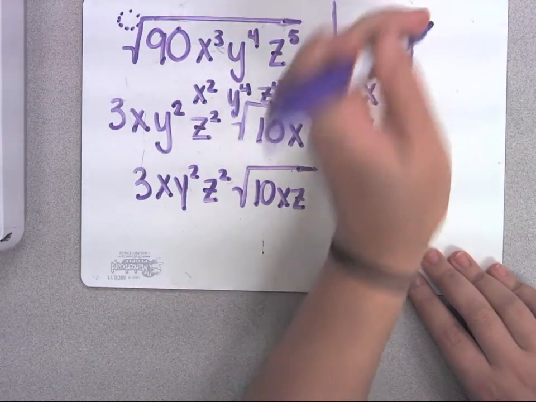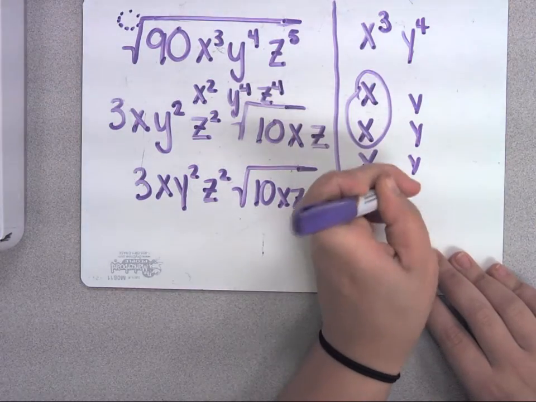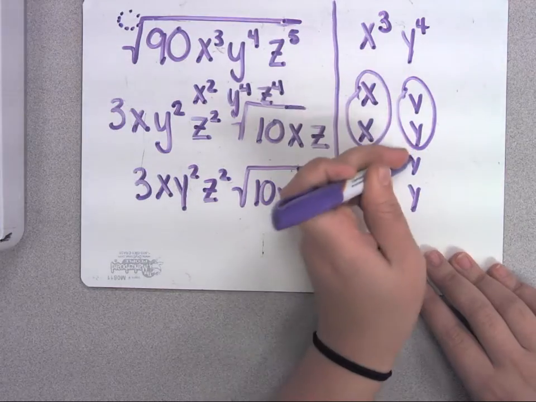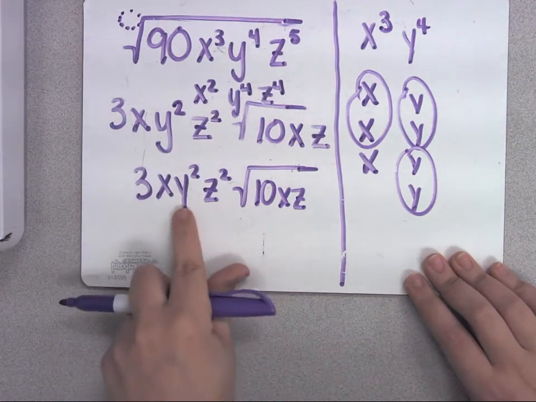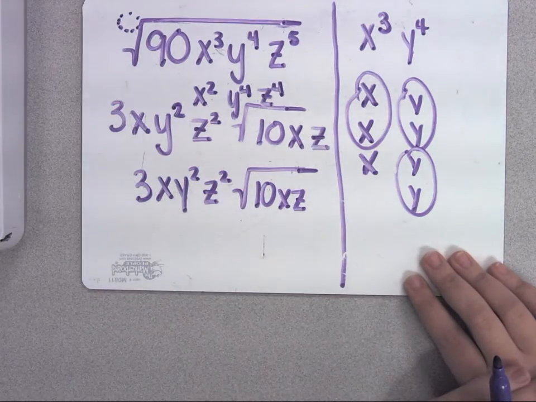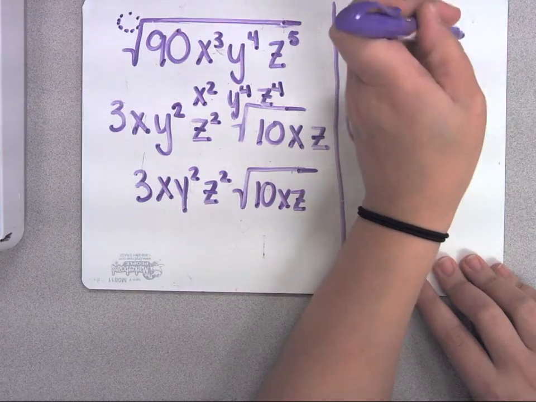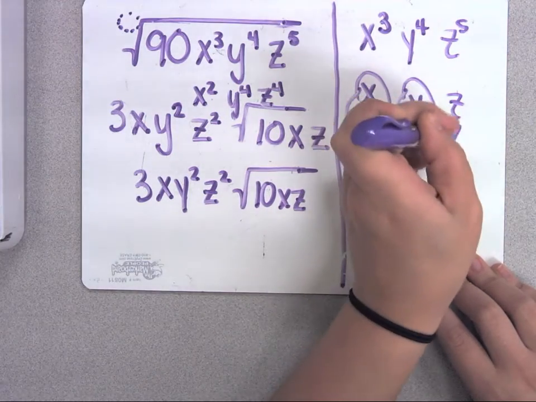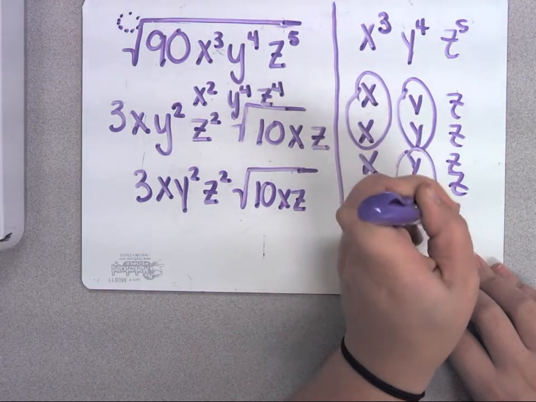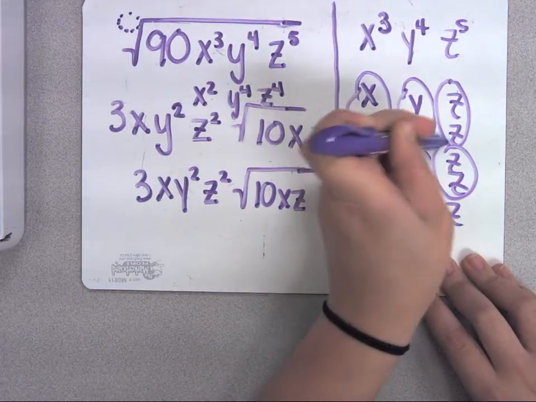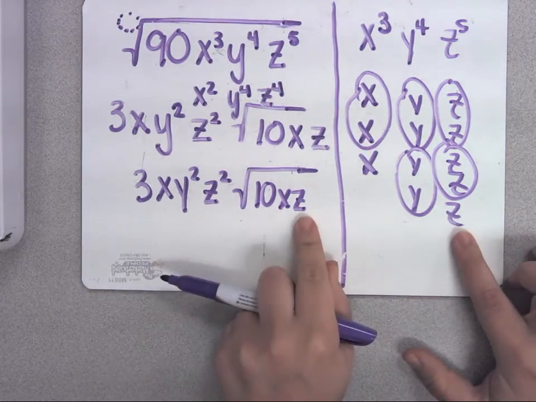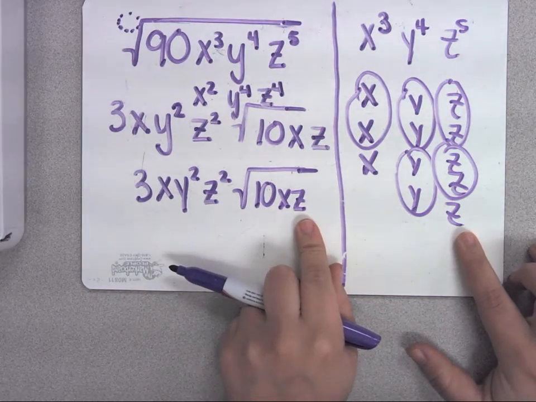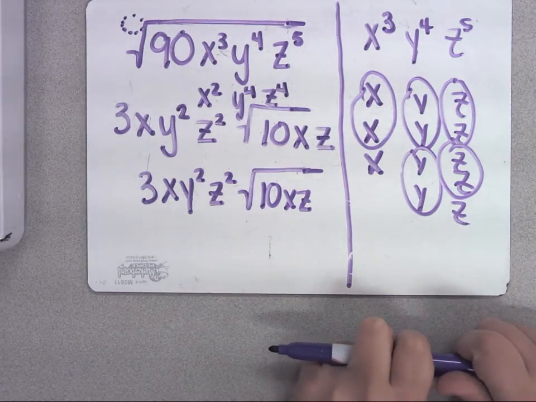Y to the fourth, you had 4 y's. I had a group of 2, a group of 2, because that told me 2 y's, so I'm going to write y to the second. Same thing with z's. Z to the fifth, 5 z's, 2 groups of z's. I had 1 left over. They are the same thing.